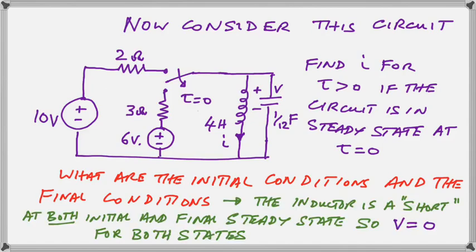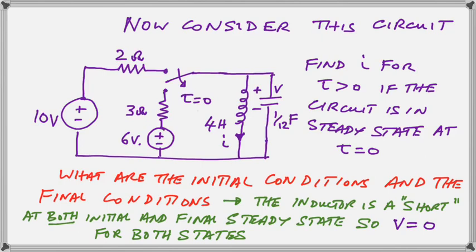because the inductor is a short at both initial and final steady state. It's just a piece of wire and it's shorting out the capacitor. So V is equal to 0 for both states. Remember, this is DC we're talking about. And once the field around the coil has collapsed or has become static, then the coil itself offers no resistance. The ideal coil offers no resistance to electric current.